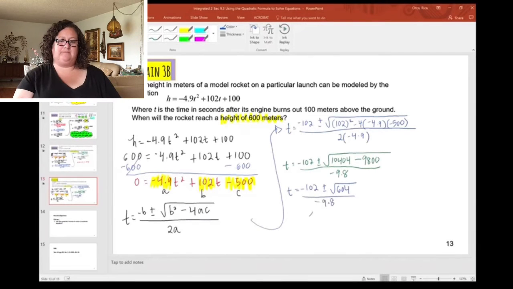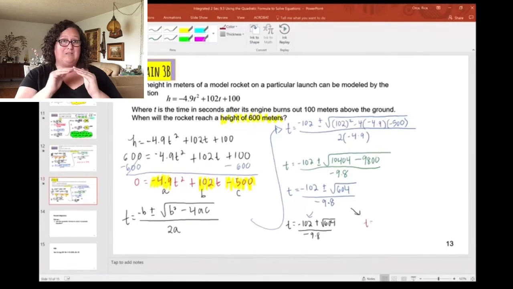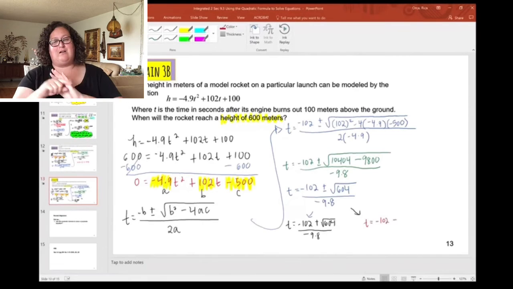So we have two solutions. We have t equals negative 102 plus the square root of 604 divided by negative 9.8, and we also have t equals negative 102 minus the square root of 604 divided by negative 9.8.